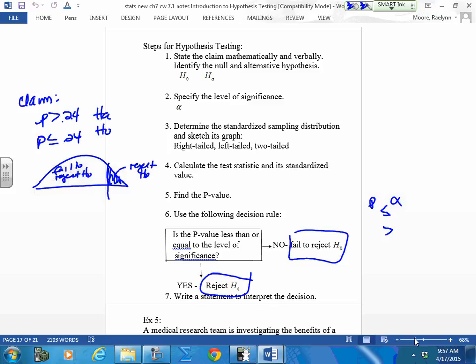When we get here, we have two ways to test. One way is this area when we find your z-score. We find the z-score cutoff, then we find your test statistic.